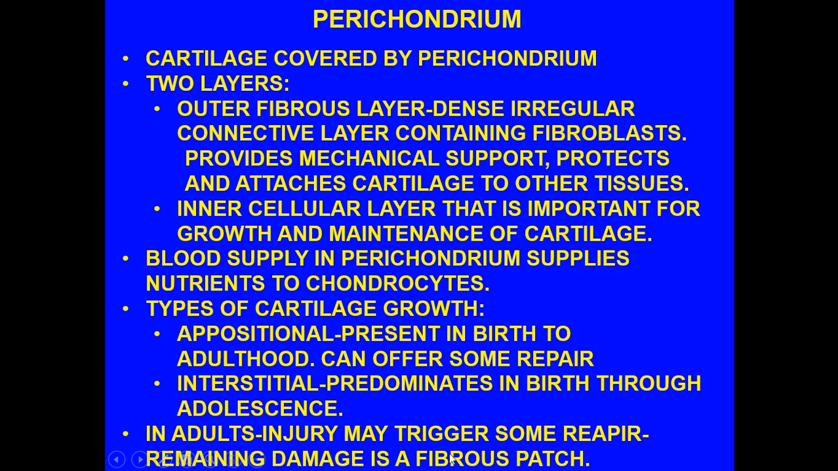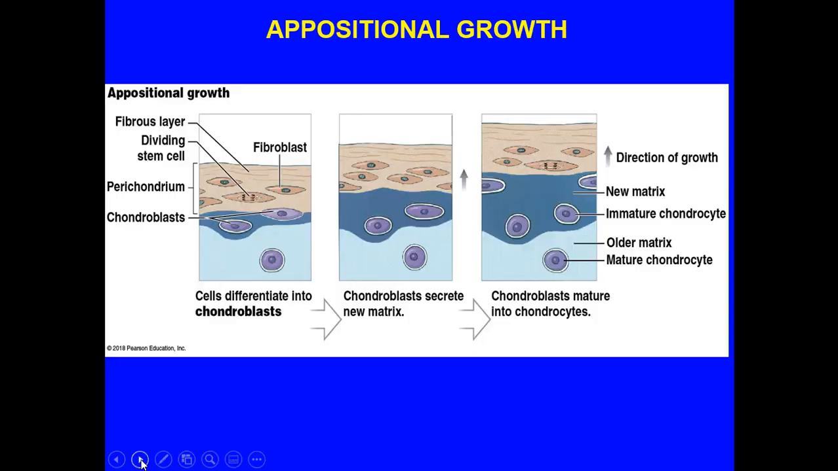Remaining damage is a fibrous patch. Okay, so this is appositional growth. As you can see here, here's your fibrous layer. Here are the stem cells of chondrocytes that are undergoing mitosis. You've got the perichondrium here. You've got the chondrocytes there.